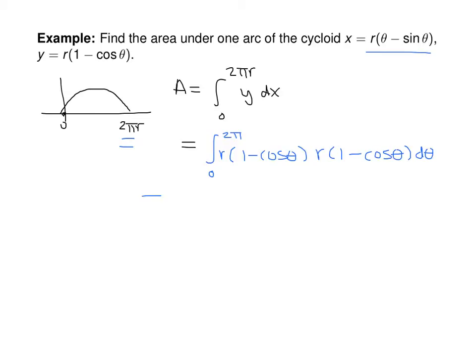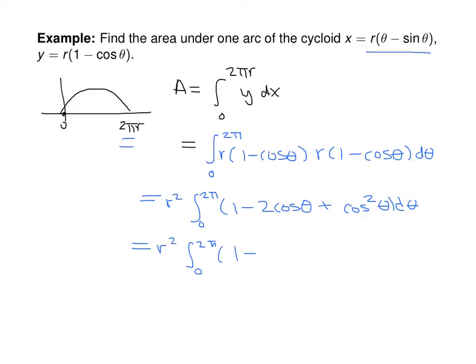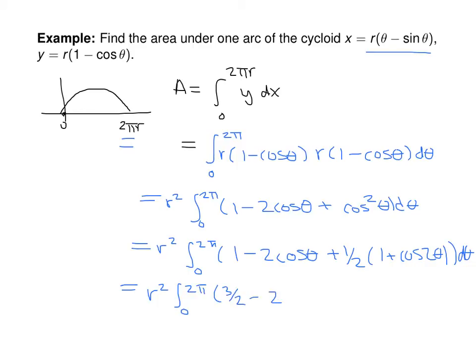Which, when we factor out those r's, we get r squared. And then expand, we'll have 1 minus 2 cosine of theta plus cosine squared of theta. And then expand the cosine squared using your double angle identities from the lesson we did with integration. So 1 minus 2 cosine theta plus 1/2 times 1 plus cosine of 2 theta, which simplifies down to r squared times the integral from 0 to 2 pi, 3 over 2 minus 2 cosine theta plus 1/2 cosine of 2 theta d theta.